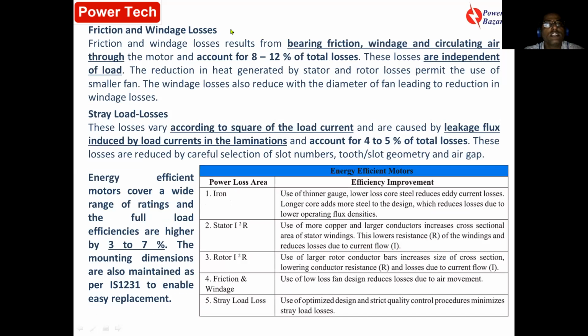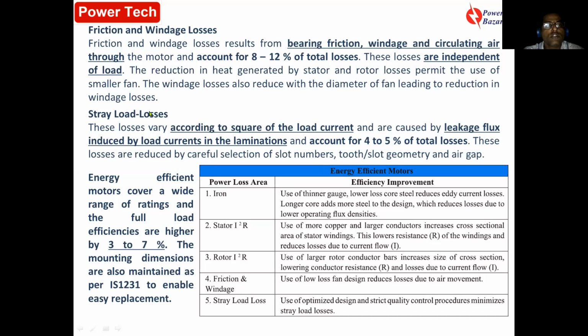Friction and windage losses are due to bearing friction, windage, or circulating air losses. Whenever the motor rotates, there is a fan associated, due to which some air resistance also occurs. This is known as windage loss. Now this is around 8 to 12% of total loss. These losses are independent of load. They don't depend upon the loading of the motor, whereas stator I square R loss or rotor I square R loss depend upon the load.